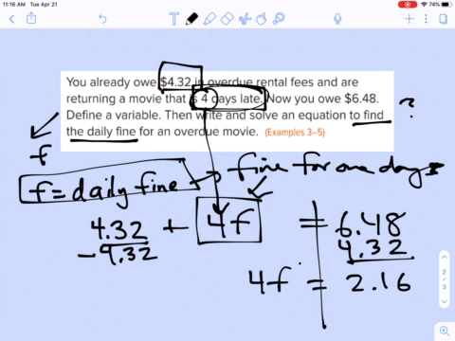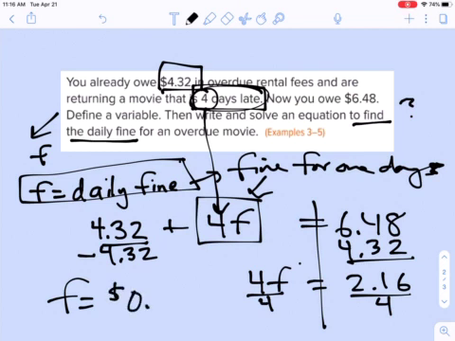If I came up to you and said you owe $2.16 for the past 4 days, you should be able to figure out what that is for 1 day. You would just say, oh, I'm going to divide that by 4. So that's exactly what you're going to do. You're going to divide each side by 4, and then you get F equal to, let's see, I think 54 cents a day.